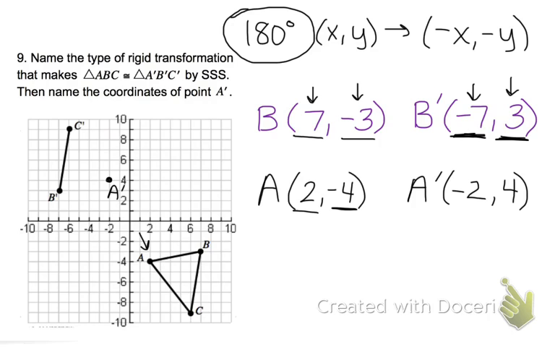And label it. I'm going to connect my triangle, and there is my answer. It's a 180 degree rotation, and A' is (-2, 4).